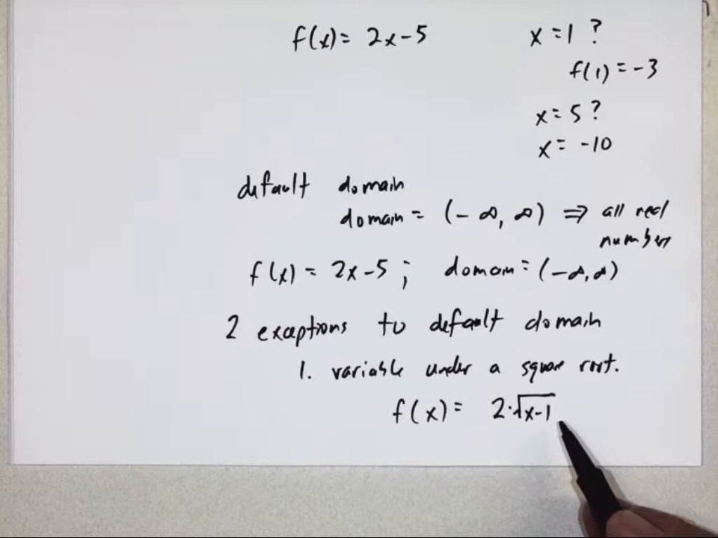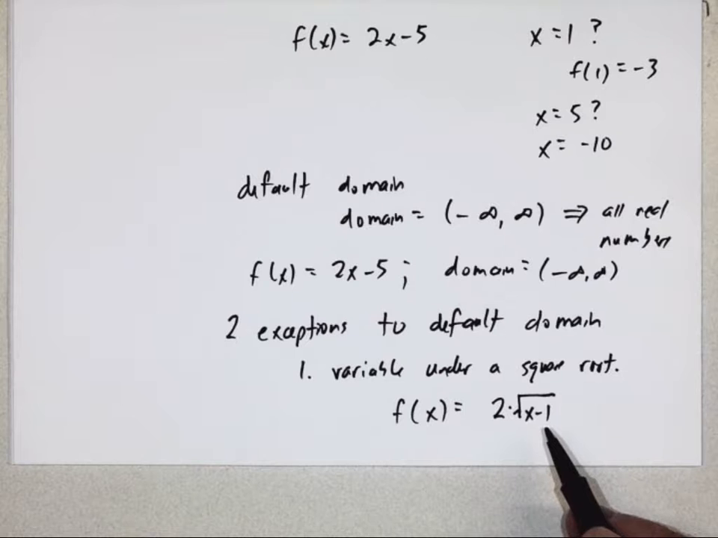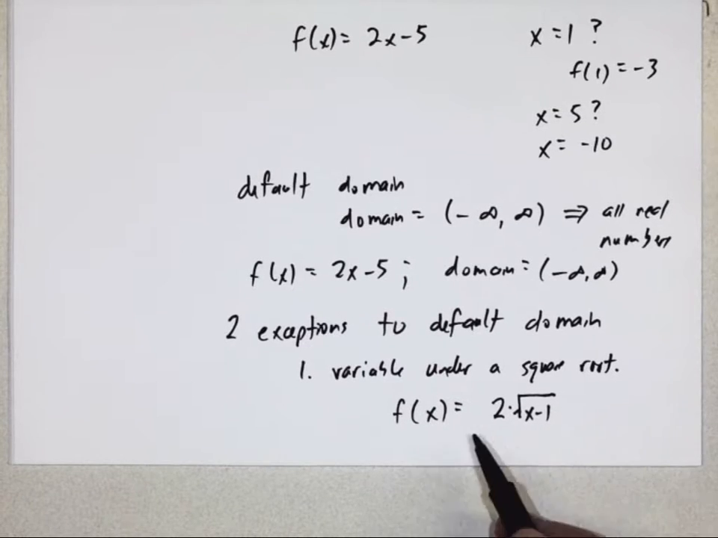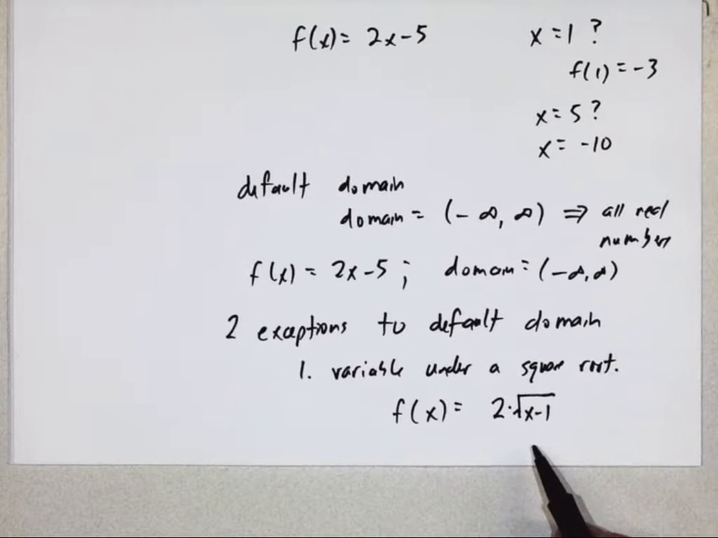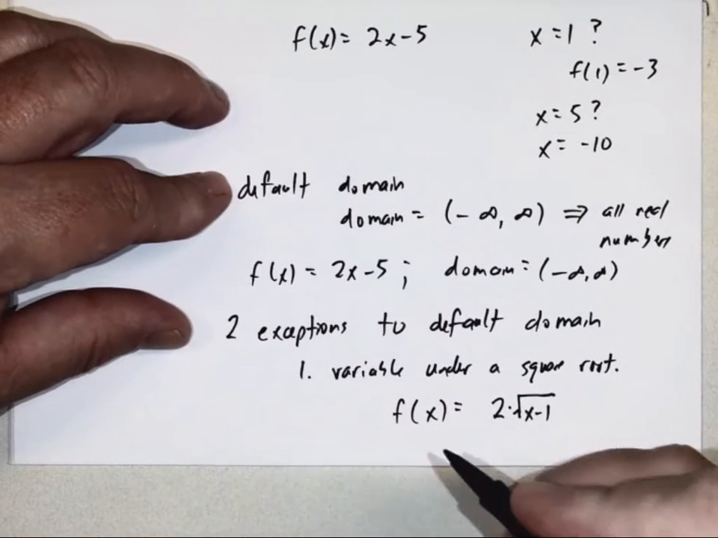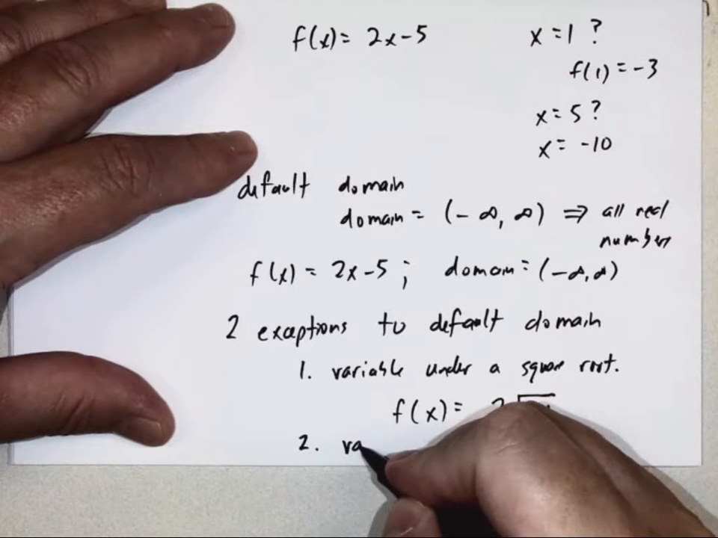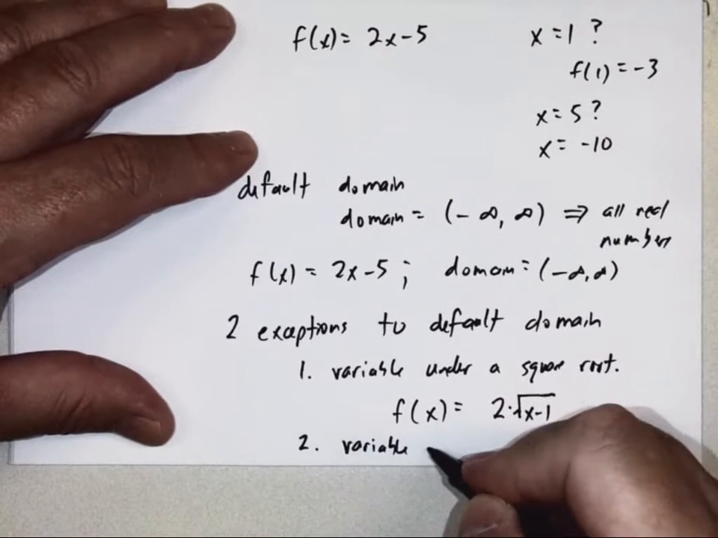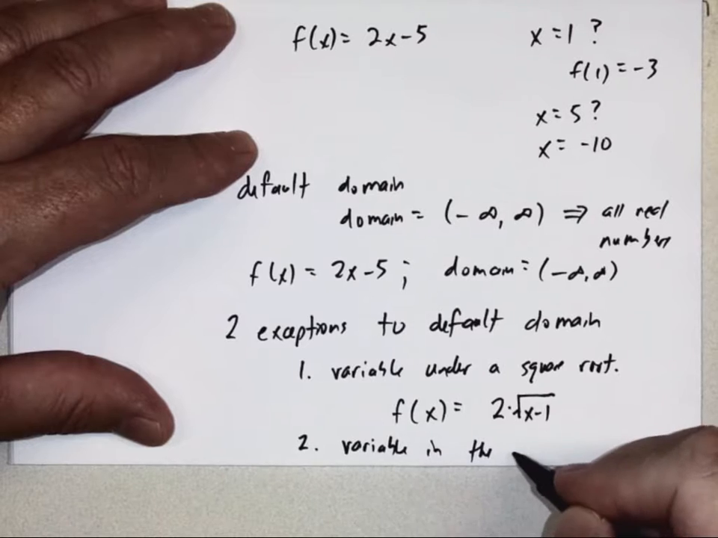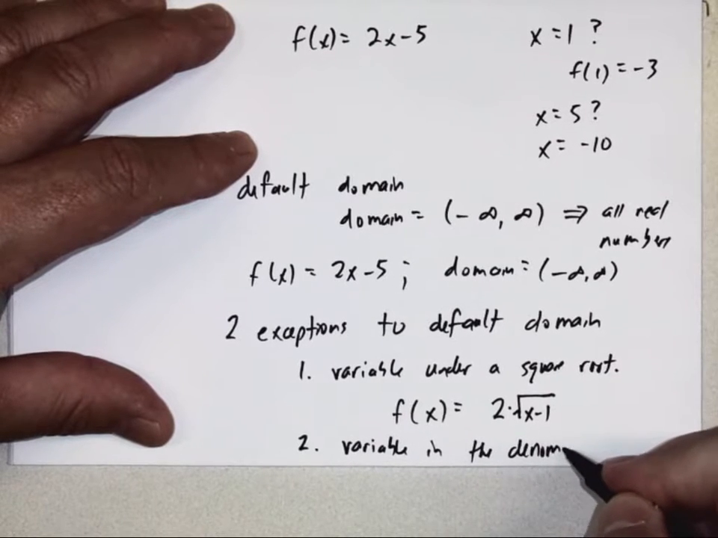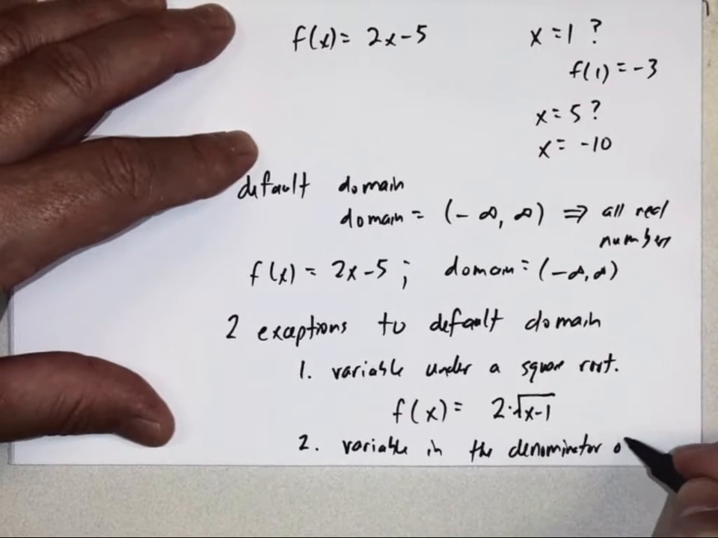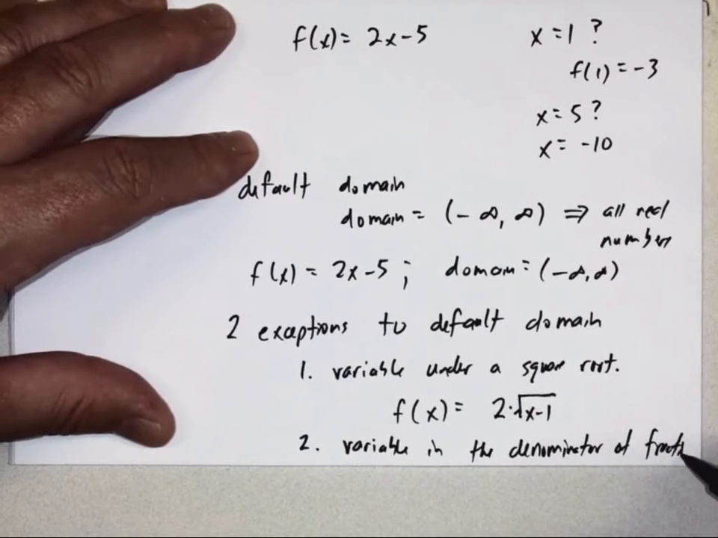So here's what happens. You're given an equation. You're going to assume the domain is all real numbers, and then you look to see if you have the two exceptions. The first exception, you see if in your equation you have a variable under the square root. And then the second thing you look for, you see if you have a variable in the denominator of a fraction.